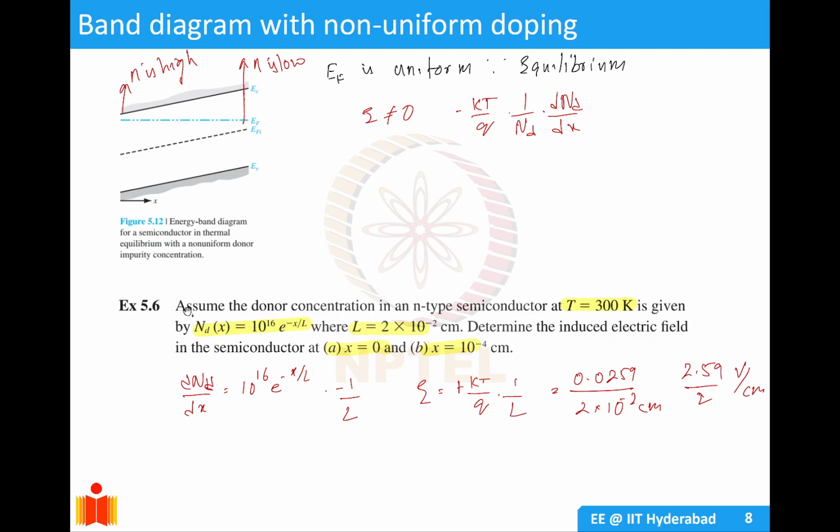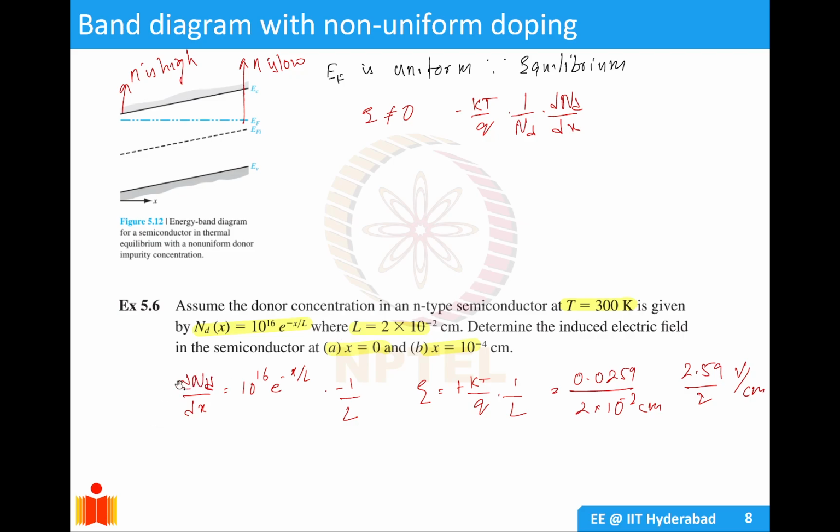So you have an example here. Assume the donor concentration in an n-type semiconductor at T equals 300 Kelvin is given by ND(x) equals 10 power 16 e power minus x by L, where L equals 2 into 10 to the power minus 2 centimeter. Determine the induced electric field in the semiconductor at x equals 0 and x equals 10 power minus 2 centimeter.